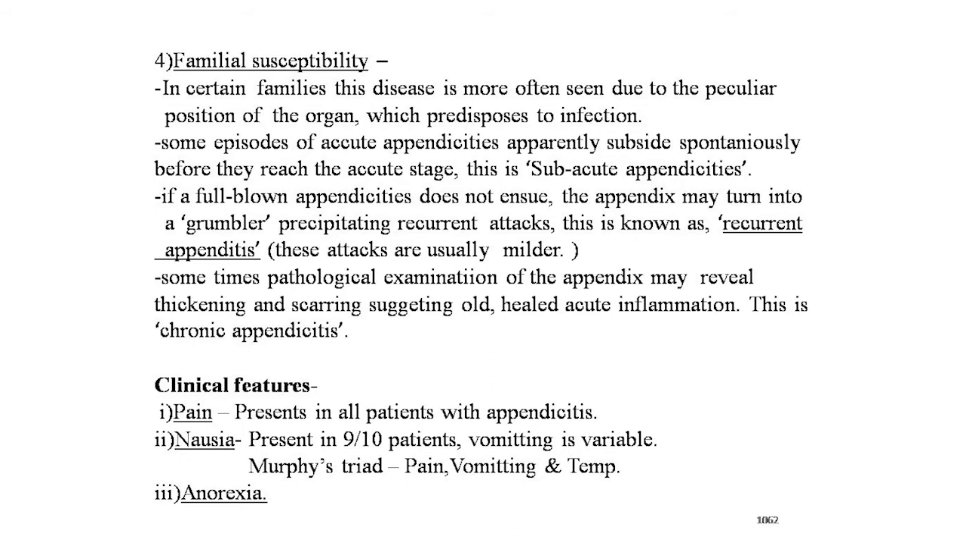These are the common symptoms. Pain is present in all the patients with appendicitis. Nausea is present in 9 out of 10 patients. Vomiting is variable. There is Murphy's triad: pain, vomiting and temperature. This is the Murphy's triad. These are the main symptoms in appendicitis, and then anorexia.